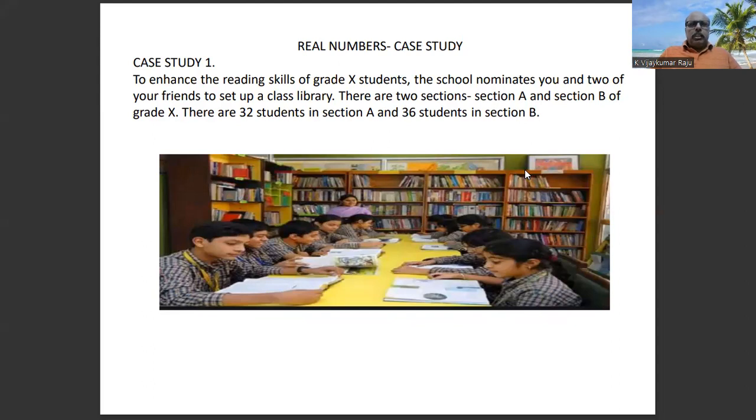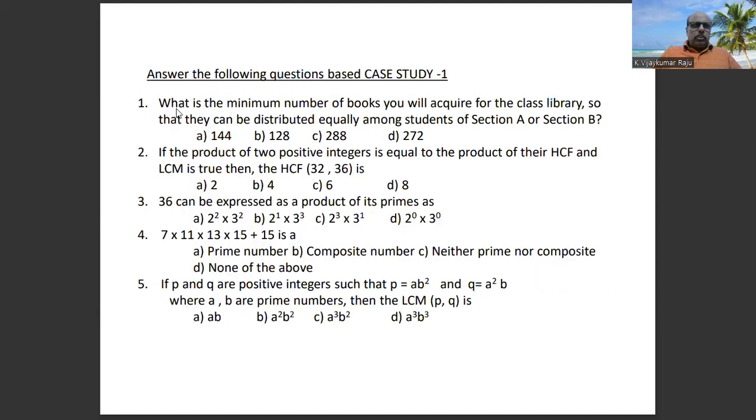So you need to understand this. Here in section A, there are 32 students, and in section B, there are 36 students of grade 10. Okay. Now, based on this, we have a few questions to be answered. So now see the first question.